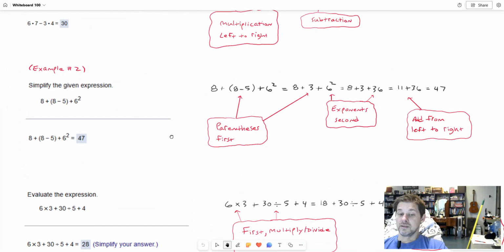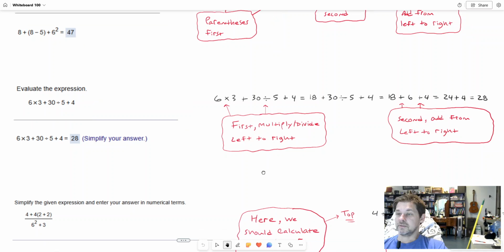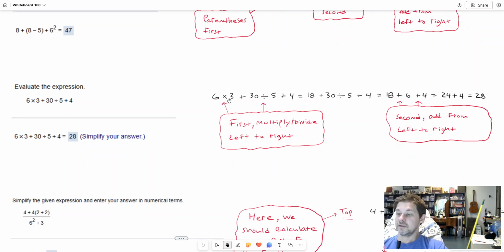So I'll do like this. I'll say, okay, I got to do 6 times 3 first. Okay, that's 18. And then I read this left to right. Then I get 30 divided by 5. Okay, so that's 6. So I'm left with an 18 plus 6. And then this plus 4 is not involved yet. Okay, so I did the multiplication. Got 18. I did the division next. I got 6. Now I've got 18 plus 6 plus 4. So I'm just left with addition, and then I do those from left to right. I get 28. Okay? All right.